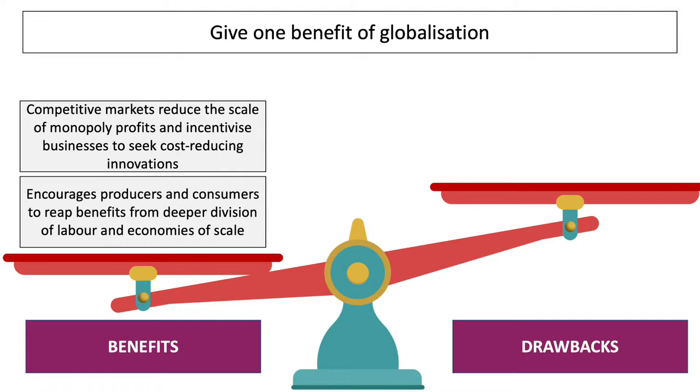Okay, and then we've got encouraging producers and consumers to reap the benefits from a deeper division of labor and economies of scale. So this, of course, is quite a nice synoptic point that you could make, particularly if you're looking at synoptic answers in some of the assessments, considering what some of the microeconomic terminology about division of labor and about economies of scale and how you might use that in describing the benefits of globalization. Okay, good work there. Thank you.